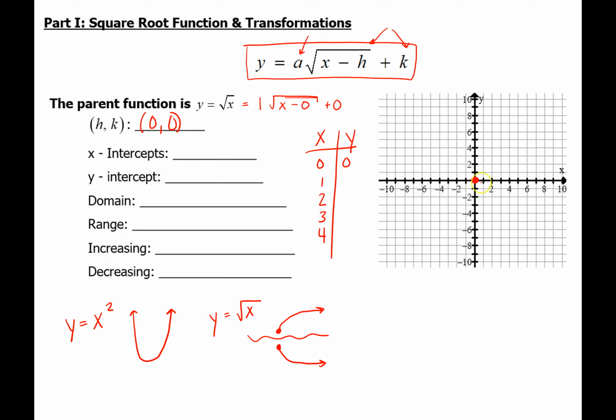Okay, so when I plug in 1, the square root of 1 is just 1, so that means that ordered pair is 1, 1. When I plug in 2, I get the square root of 2, that's going to be an ugly decimal. Square root of 3, that's going to be a decimal as well, but square root of 4 is 2, so that's another one that I can plot, 4, 2.